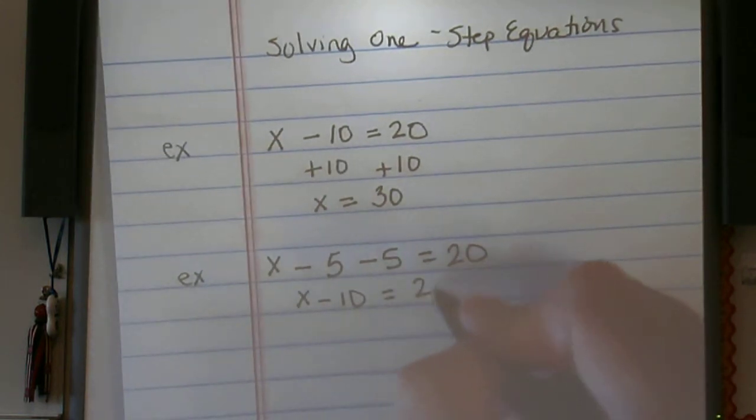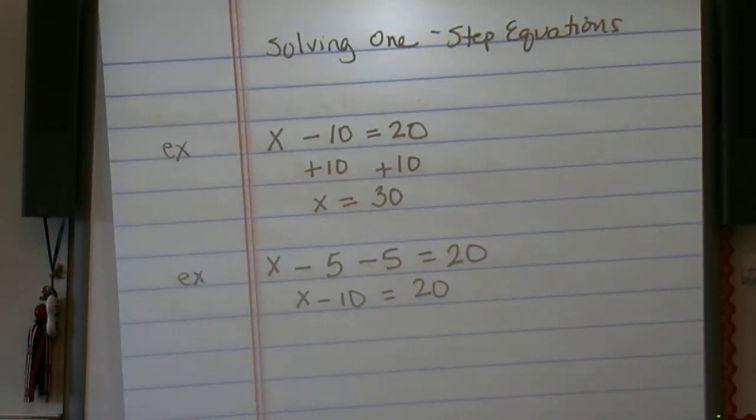So again, we have x minus 10 equals 20. So we want to isolate the variable. We're going to add 10 to both sides. X equals 30. Okay.